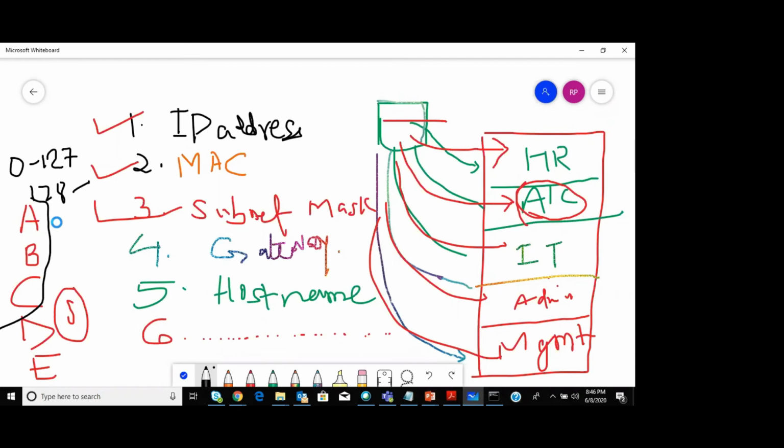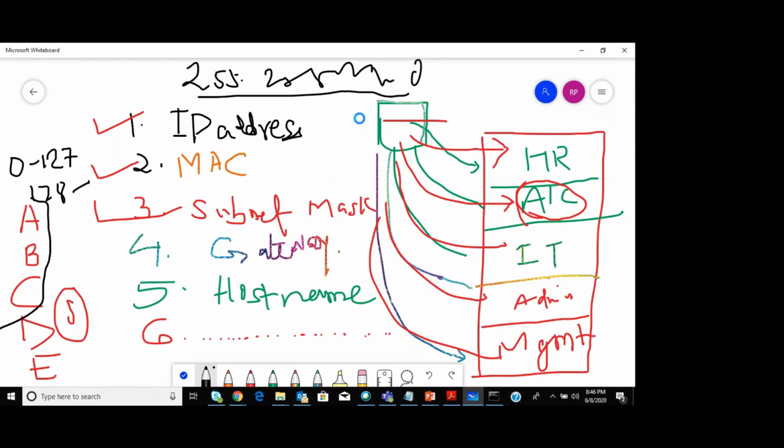Okay, clear? So majorly we'll use class C subnets, like 25.25.25.0. This is a class C subnet. So subnetting you try to understand. If you're not able to understand, I will explain the subnetting part to you. Don't worry about that. I will make you understand.